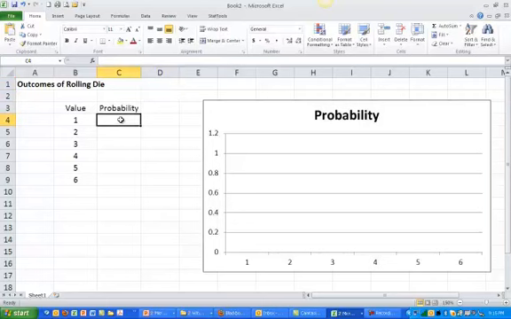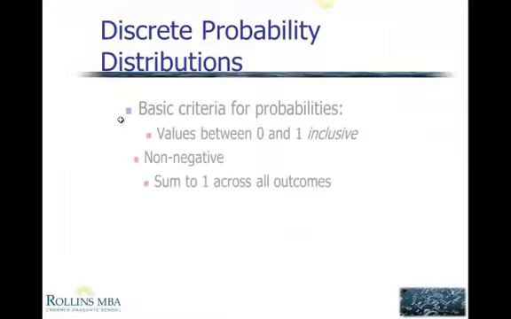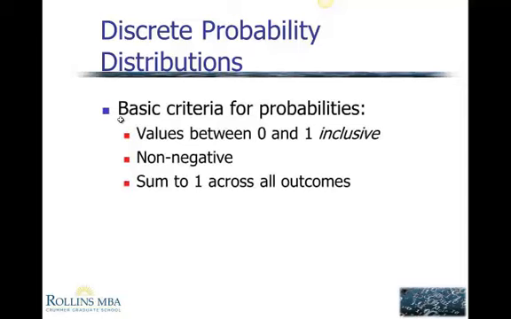Now, what about the probabilities? The key here is to recognize what it is that we need to have in order to say we've got a probability. Well, remember our basic criteria. The probabilities have to be values between 0 and 1. Therefore, they will be non-negative, and they have to sum to 1 across all the possible outcomes.